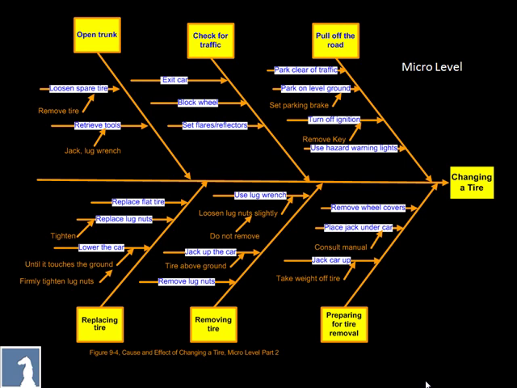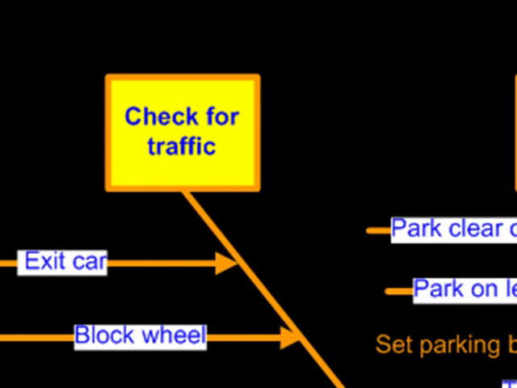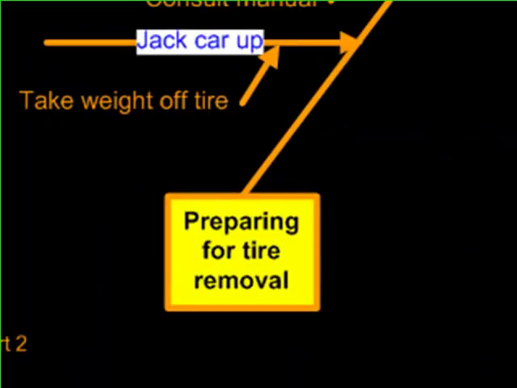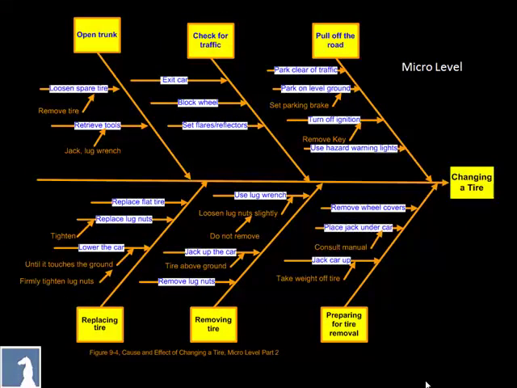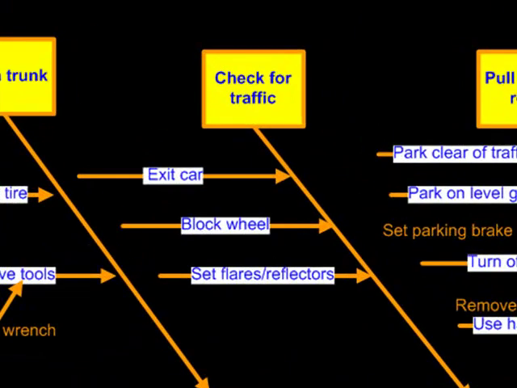In this case, we've outlined pull off the road, check for traffic, open the trunk, prepare for removing the tire, remove the tire, and replace the tire. Depending on the vehicle, obviously more might be needed. But for example, under the check for traffic, there's exiting the car, and there would be issues from a risk and hazard standpoint there, whether or not the wheels should be blocked or are in need of being blocked properly, and then the setting of either flares or reflectors, preferably reflectors, and with regards to identifying and clearly showing that your vehicle is off to the side of the road.